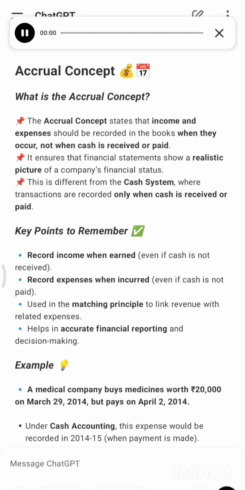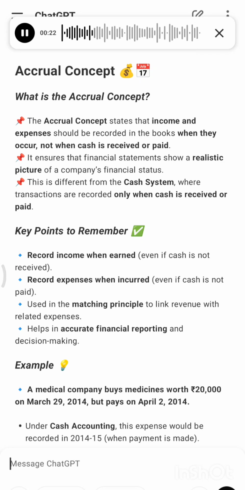What is the accrual concept? The accrual concept states that income and expenses should be recorded in the books when they occur, not when cash is received or paid. It ensures that financial statements show a realistic picture of a company's financial status. This is different from the cash system, where transactions are recorded only when cash is received or paid.